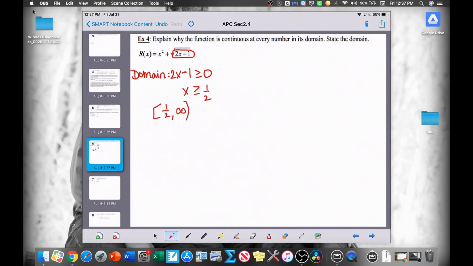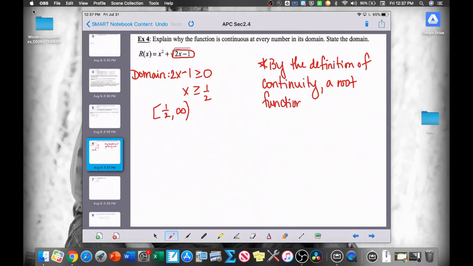And it says, state the domain, but also explain why it's continuous at every number in its domain. Well, this goes back to that information about continuity in the box above. So by the definition of continuity, a root function is continuous at every number in its domain.